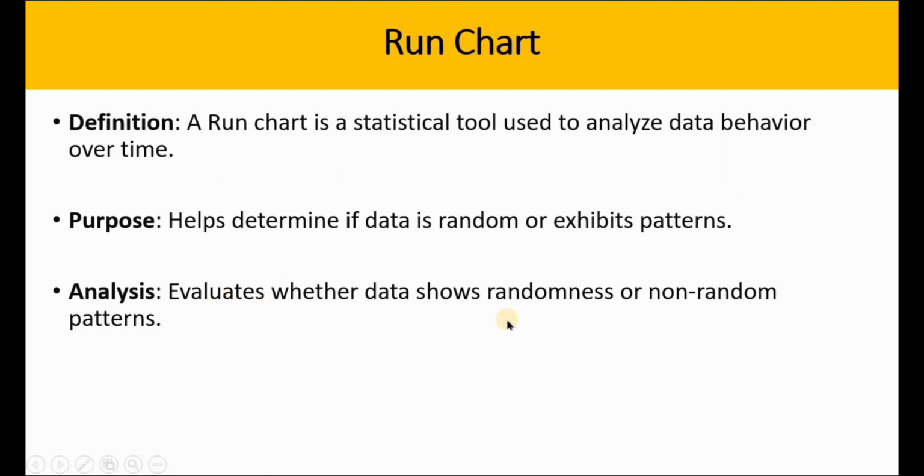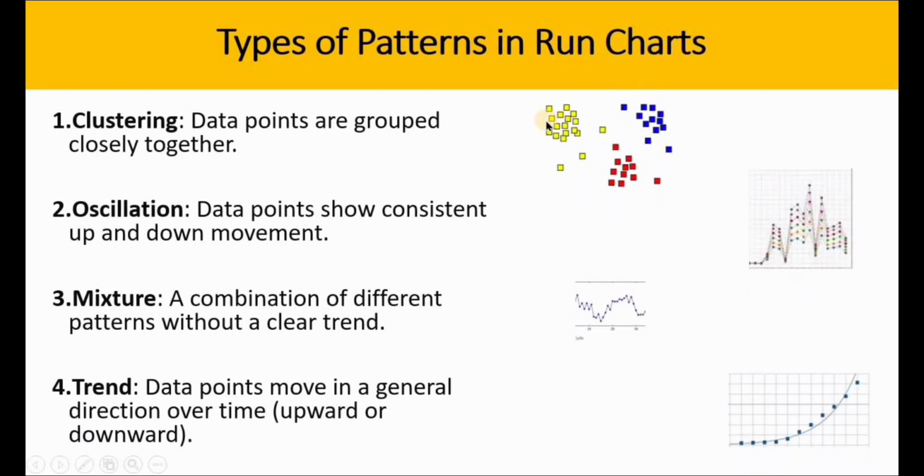If any type of pattern exists in the run chart, we call it non-random data. But if the run chart does not show any type of pattern, it means the data is random. The run chart can show the following types of patterns.